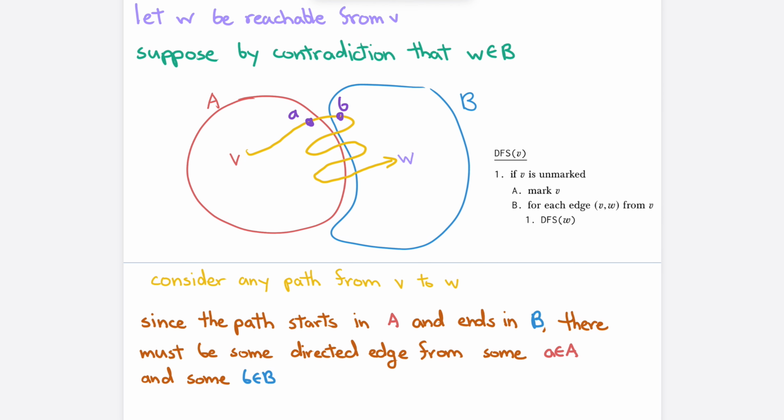since the path starts in A and ends in B, there must be some directed edge from some vertex in A to some vertex in B. Now you can look at the code and say, well, every time I mark a vertex, I explore all its edges and mark all those neighbors. That's where my contradiction is.